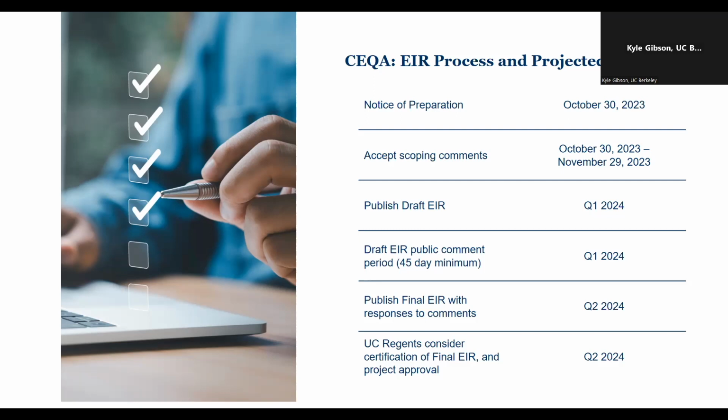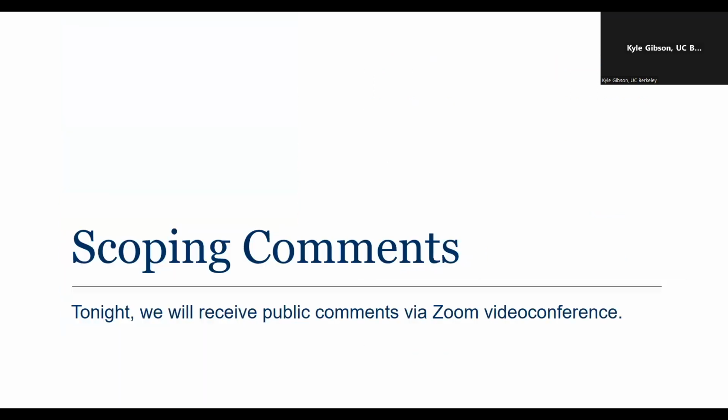This is only one of few opportunities to provide input in the EIR process. Additional opportunities include when UC Berkeley publishes the notice of availability with the draft EIR, and when UC Regents considers certification of the final EIR and approval of the project. Again, the purpose of this evening is to solicit community input on environmental issues studied in the EIR. All comments are an important part of the planning and environmental review process.